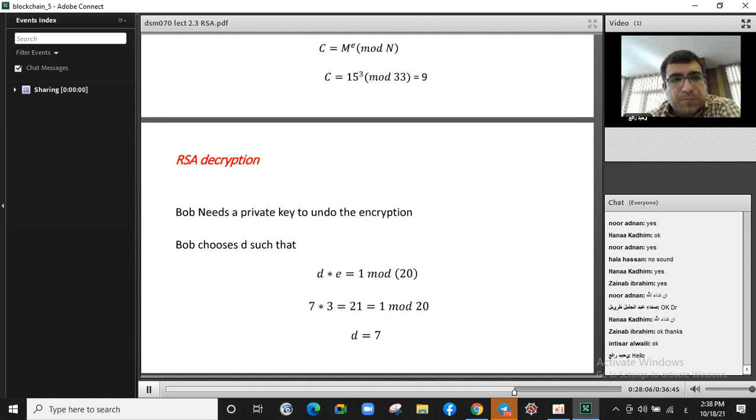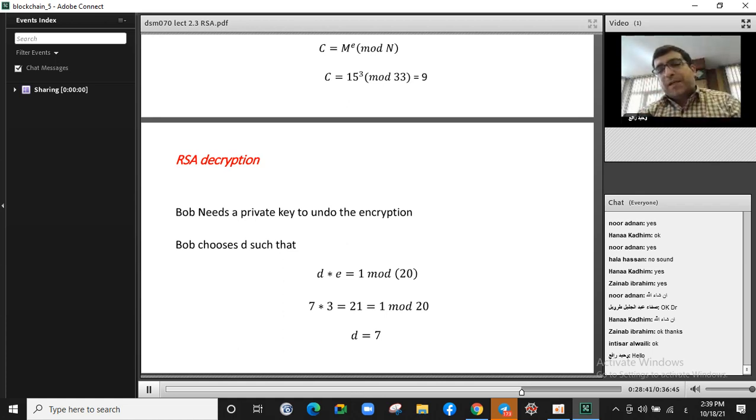Please note, Bob is the person who chose P and Q. Since he chose P and Q, he knows what the totient of PQ is. He knows what E is, so he can simply find a number D in a way that D multiplied by E is equal to 1 mod totient of N, or in this case 1 mod 20.